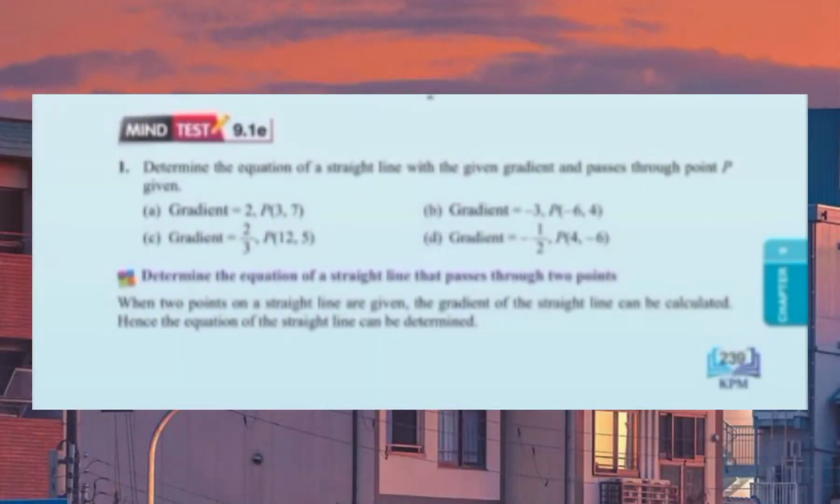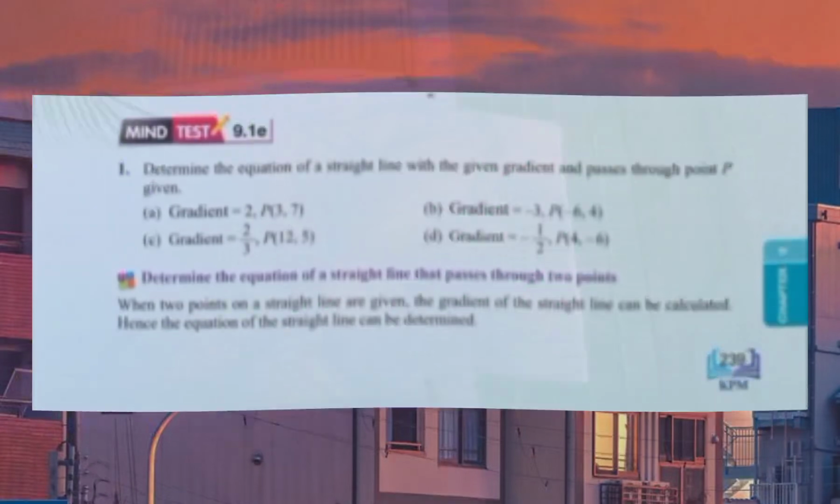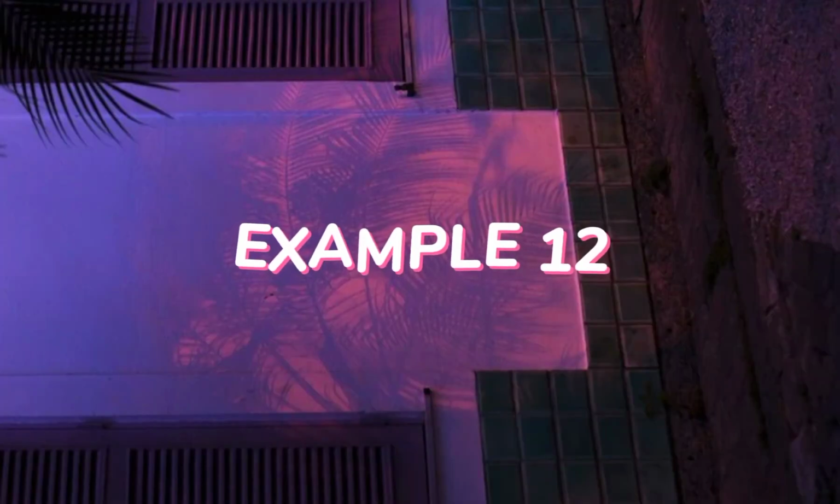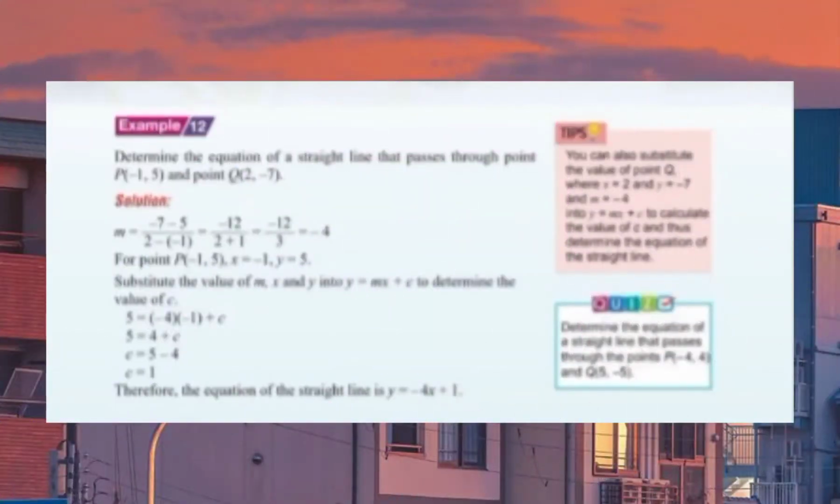Now let's move on to the purple colored sentence. Determine the equation of a straight line that passes through 2 points. When 2 points on a straight line are given, the gradient of the straight line can be calculated. Hence, the equation of the straight line can be determined. Now look at example 12.